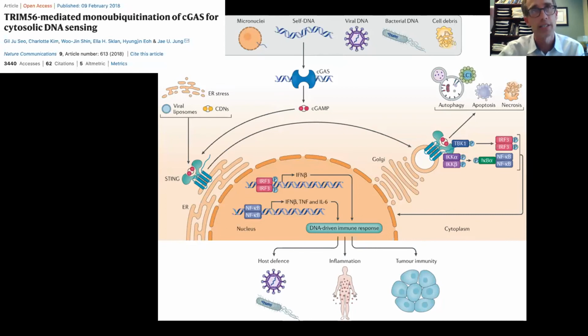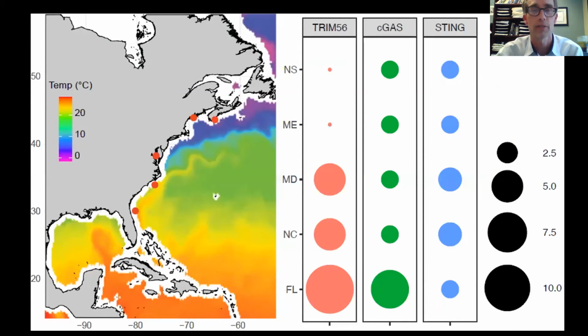And so is it TRIM56 or is everything going through expansion within that particular pathway? And it turns out it's primarily that TRIM is really expanding tremendously. We've also found a number of other genes unrelated to immunity. But whereas cGAS and STING have roughly similar numbers, of the 2-ish copies, with the exception of cGAS in Florida, where there's 4. So it does appear to be specific to this particular TRIM gene.